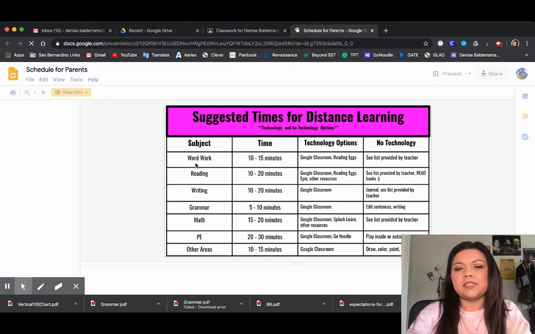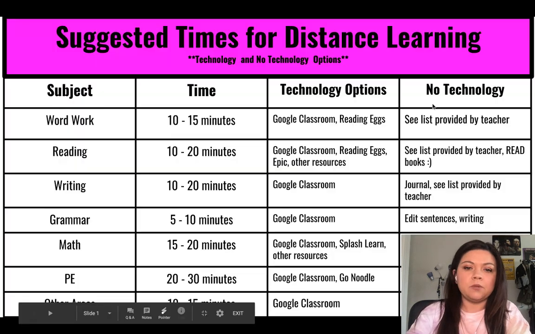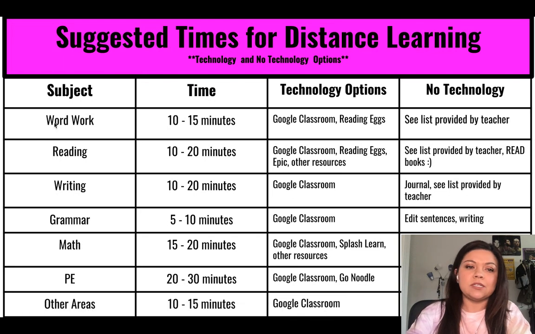And this is the schedule for you at home. I didn't put times. Actually, let me do this. It's a little bit bigger. I didn't put times. These are just suggestion times. So word work, when you go in my classroom, you'll see a topic called word work, 10, 15 minutes. And these are some things you can do if you have technology. If you don't have technology, there will be a list that you can use to do these things.